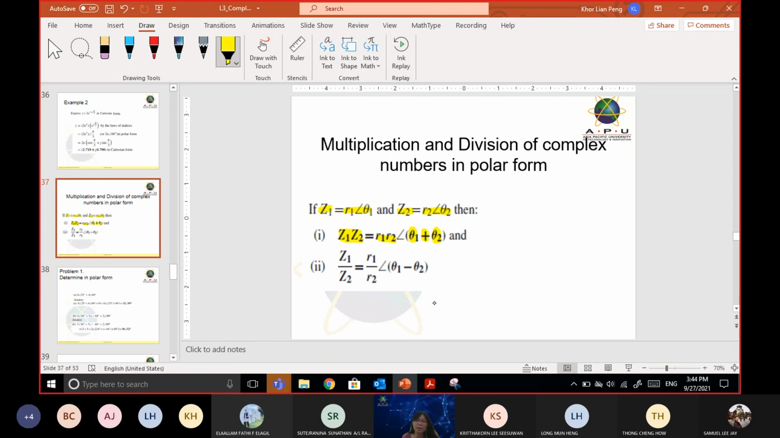Okay, so when it comes to division, the R1 and R2 from each complex number will also be divided. Then for the angle, the theta, it will be a subtraction. If Z1 is divided by Z2, then it will be theta 1 minus theta 2. Please take note of this. This is how we deal with the multiplication and division when the numbers are in polar form.